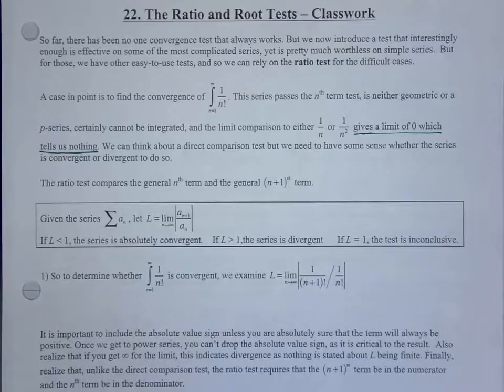Yes, sir? Which test was it that if the limit equals 0 and the terms decrease, then it converges? Alternating series. If the limit is 0 and the terms decrease, it's alternating.